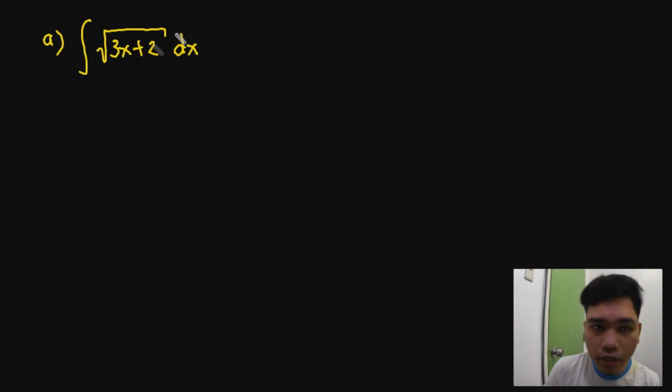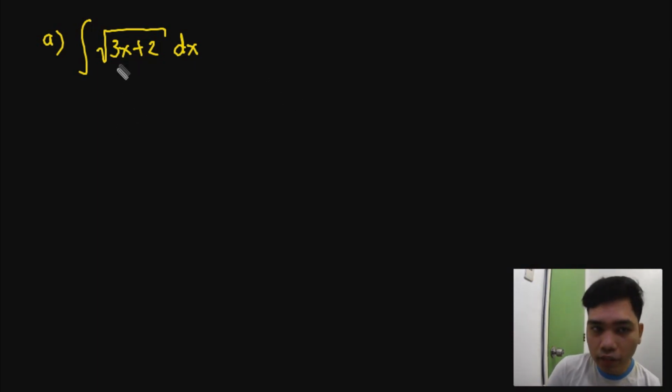Now this can easily be solved because if you look closely at our inside function, the derivative of 3x plus 2 would be positive 3dx. And in that way, the function can also be rewritten by simple pattern recognition. But in this case, I'll be using the change of variables just to formally use this.